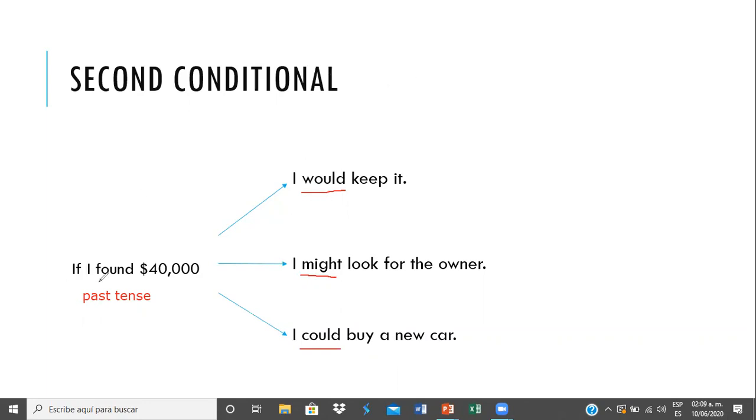So this is the structure. One more time: if plus the past tense, and for the consequences, we can use would, might, could, and the verb is going to be in its base form, in present.